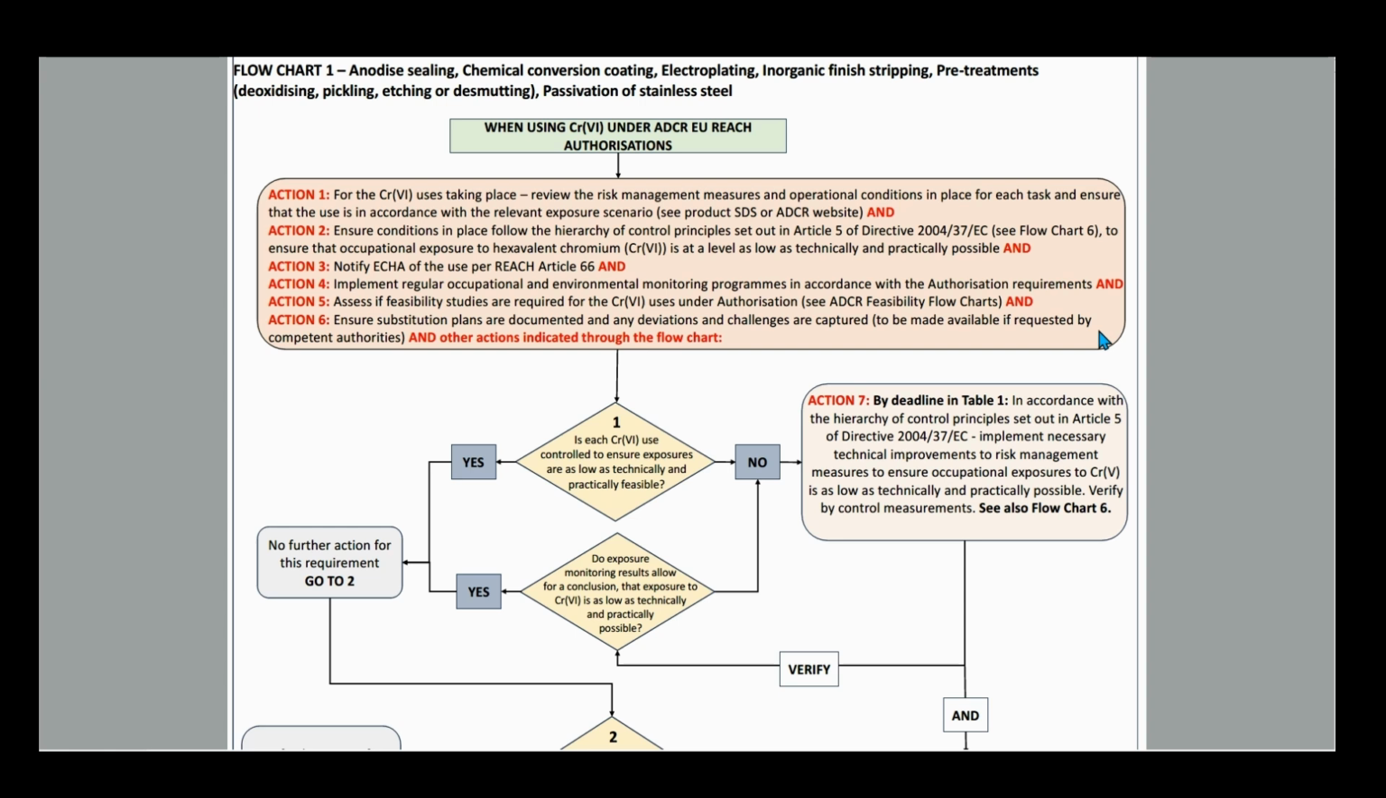Action 6 deals with the substitution of chromates, which is a key part of authorizations. You must document a substitution plan, record any deviations or challenges faced, and make this information available to the competent authority on request. Further action is required from you, for example, the request in the implementing decisions to install technical improvements. The flowchart will help you to identify the actions you need to take.